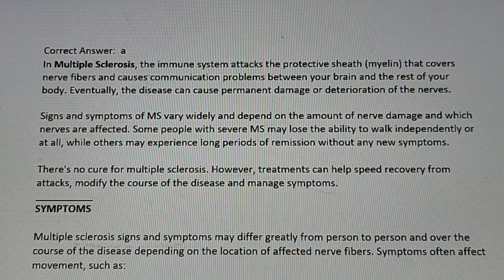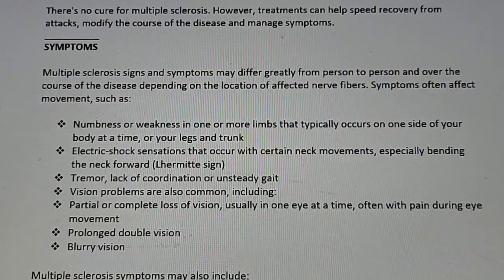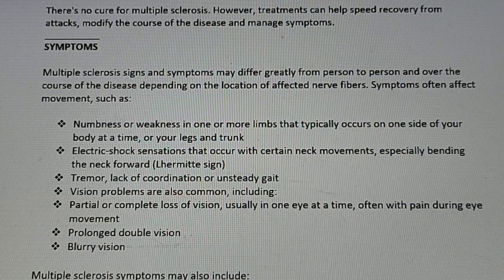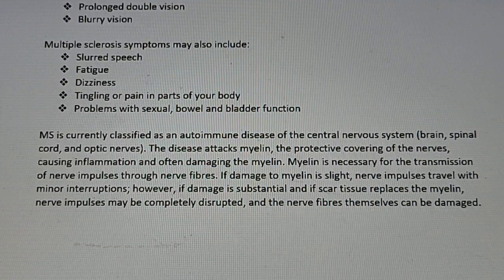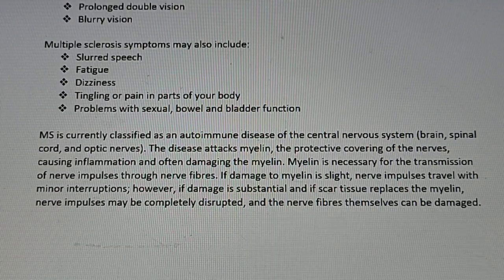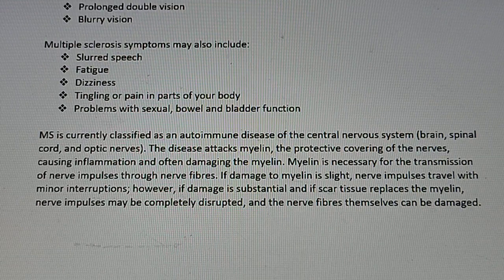Here's a note about multiple sclerosis. Just take a look at it. We have symptoms for multiple sclerosis. Just read on this. Still additional information about MS, multiple sclerosis.